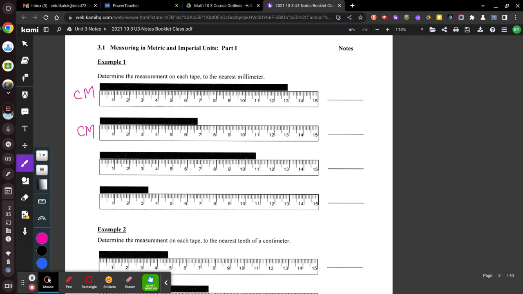Okay, so now each of these are centimeters. It wants us to go to the millimeter. So that means when we find our centimeter answer, we times it by 10, and that's going to give us millimeters, okay? So what we look for is we look for all of those dashes in between.